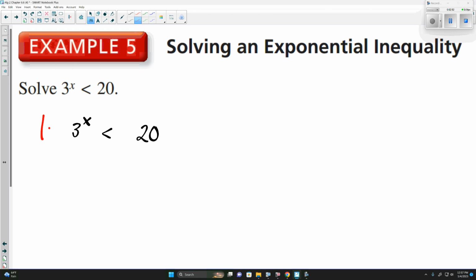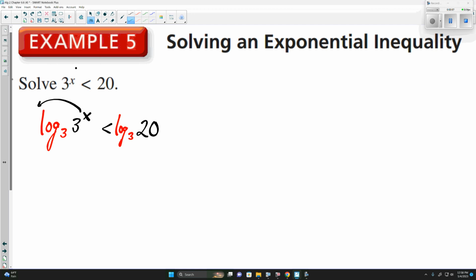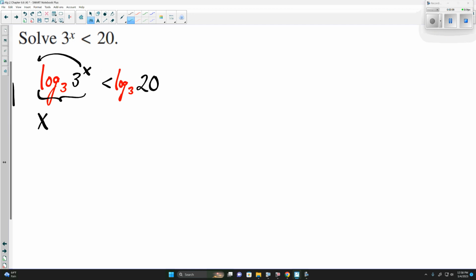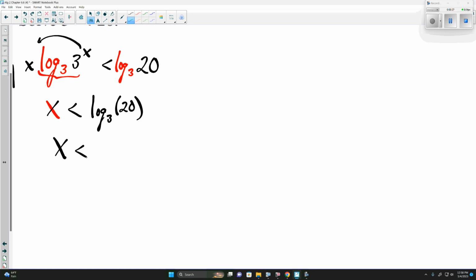Now, just like yesterday, if I want to get the x out of the exponent, and since the base is 3, we're going to use log base 3. So the x would go to the front, and log base 3 of 3 cancels, it's 1. So this simplifies, x is out front, just leaving us with x is less than log base 3 of 20. Now we just need to find out what this is.